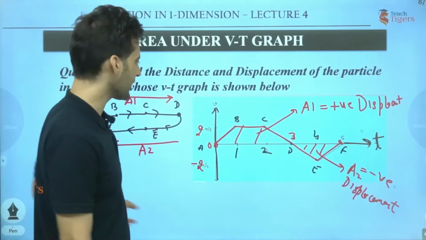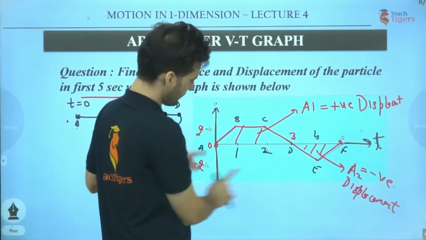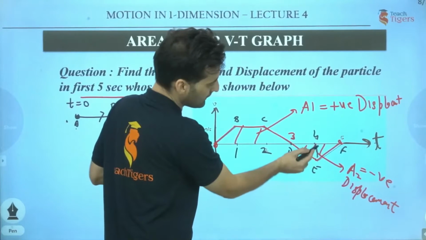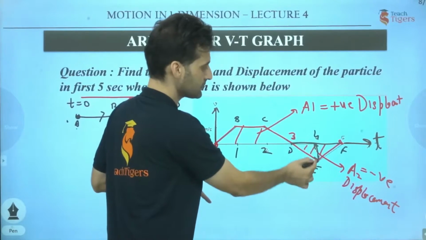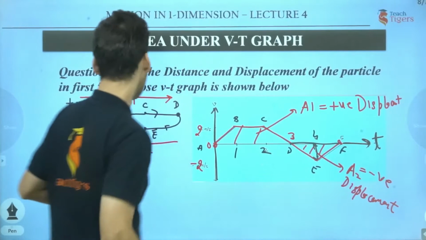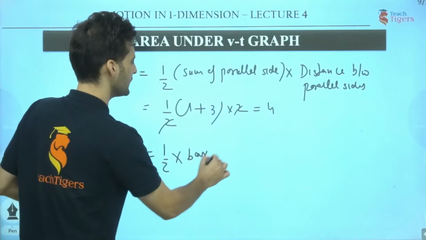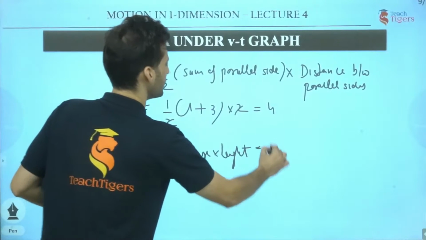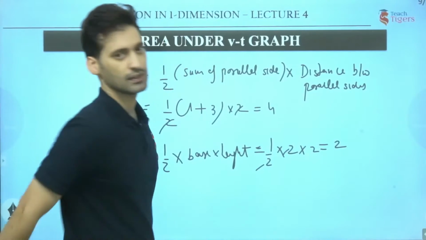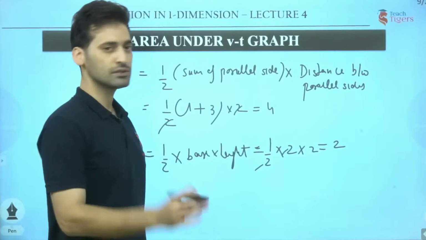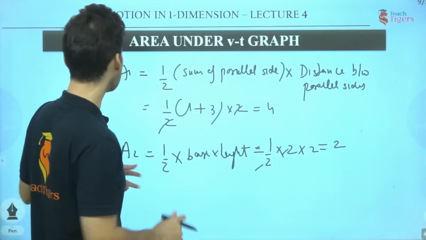A2 will basically be a triangle. You see the base of the triangle is 3 to 5, that is 2. And the height is how much? 0 to 2. It's 2. So 2 seconds and 2 meters per second. What is the formula for a triangle? Half base into height. This is how you write it. So it will be half into 2 into 2. So how much will it become? 2 meters. Now this is just a number over here. Now you use your common sense. If I want to get the displacement and distance, see, if I want to get the distance first.